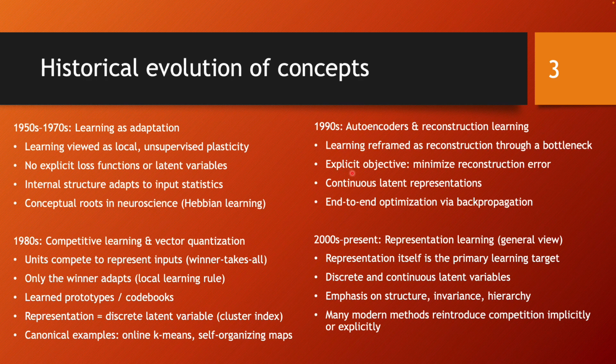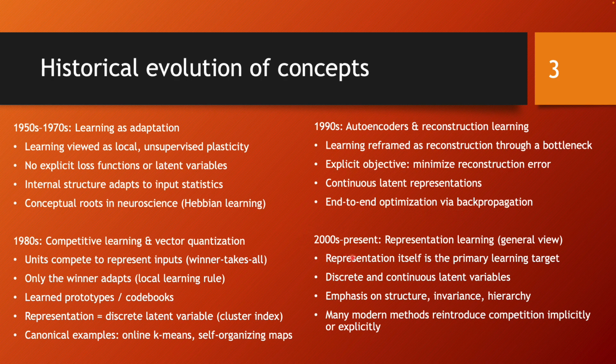And there were explicit objectives in that framework, the idea that you would want to reconstruct the input and you would want to minimize this reconstruction error. Now, the moment you decide that you will have continuous latent representations, that in turn leads to continuous mathematics and the idea that you would deal with continuous optimization, and you would be able to do end-to-end optimization via backpropagation in the way that we have seen, for example, in earlier units in terms of neural networks.